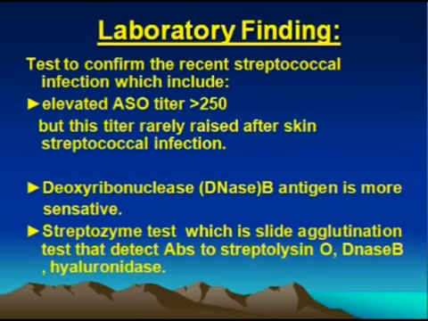We have tests to confirm the recent streptococcal infection, which include elevated ASO titer of more than 250, but this titer is rarely raised after skin infection. We also have deoxyribonuclease, DNase B antibody, which is more sensitive, and the streptozyme test, which is a latex agglutination test, to detect antibody to streptolysin O, DNase B and hyaluronidase.